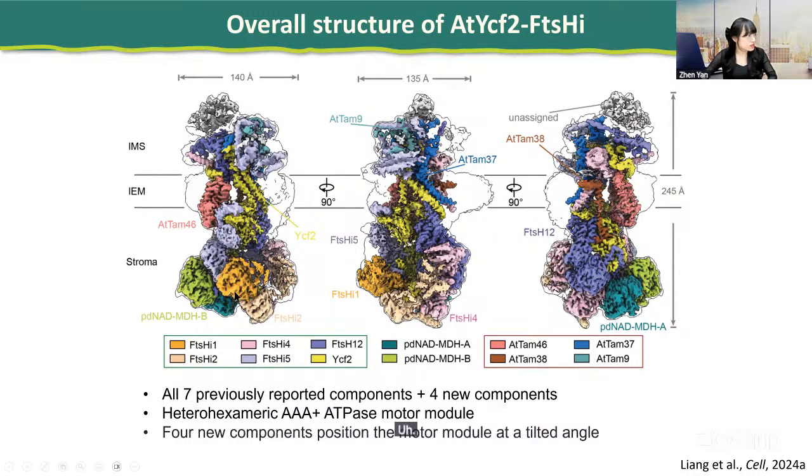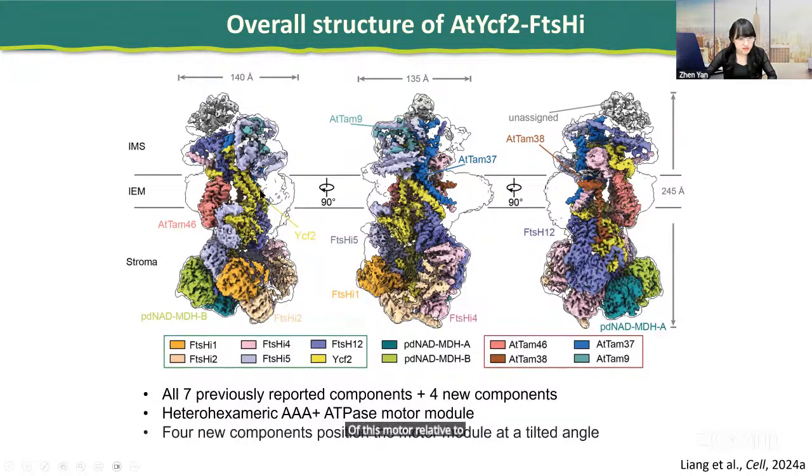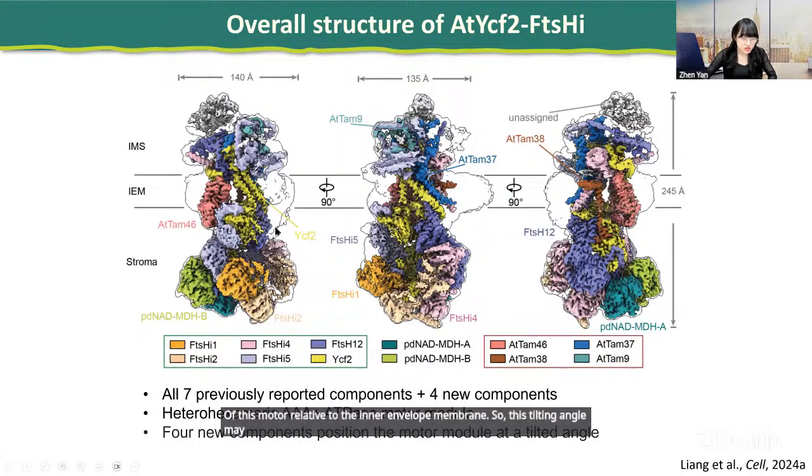Here, this structure contains all the 7 previously reported components, and according to the structure, we also identified 4 new components. At the stroma side, it forms a heterohexameric AAA ATPase motor module, and the 4 new components position this motor module at a tilting angle relative to the inner envelope membrane. So this tilting angle may have some physiological functional implication.